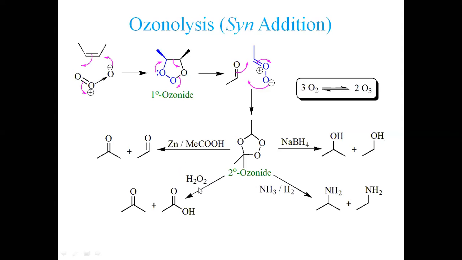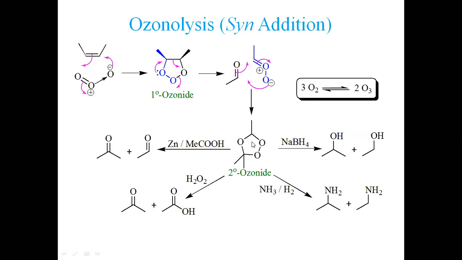Hydrogen peroxide is an oxidizing agent. It oxidizes this entity and results in what? It results in a ketone, no doubt, like this, and it results in an aldehyde. An aldehyde in the presence of hydrogen peroxide is further oxidized to acetic acid. So this is the difference. Look at this one and that one. Here we get ketone and aldehyde. Here we get ketone and carboxylic acid. And here we get only alcohols.